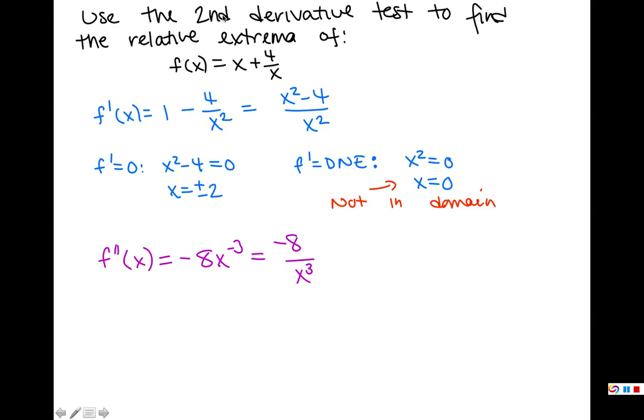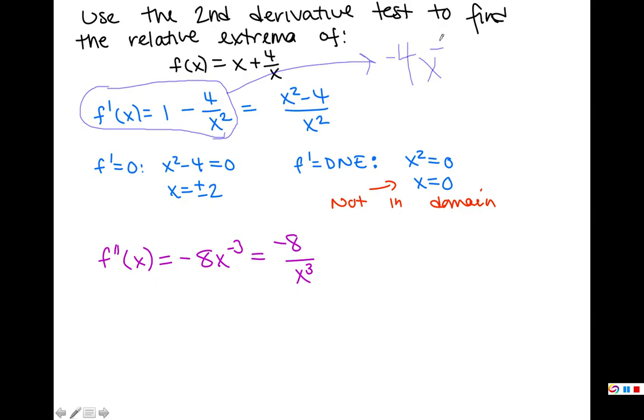And so if I'm going to use the second derivative test, what that means is I have to compute my second derivative. So rather than using the quotient rule, I've just looked at this first statement I had for my first derivative. And so the derivative of 1 is 0. And then I thought of this as a -4 x to the -2. I brought the -2 down.